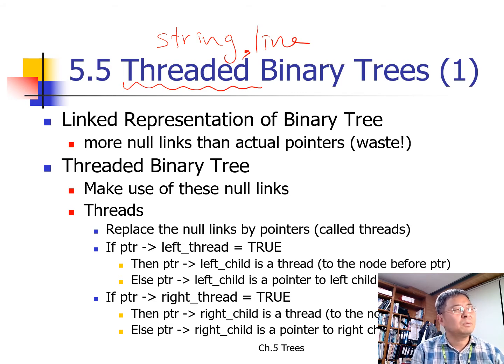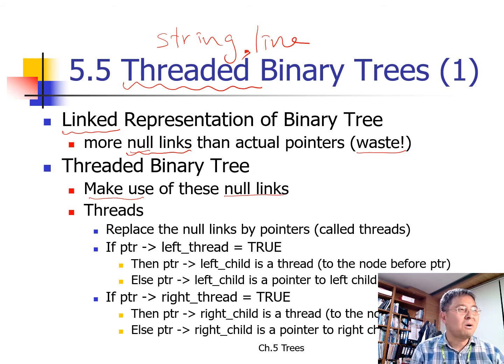Okay, so if we represent a binary tree in a linked list, then there are so many null links. Null link means that it is not used. They have no meaningful information in the null link. So it's a kind of waste of memory space. So we will invent a new method to utilize the unused null links. So make use of these unused null links.